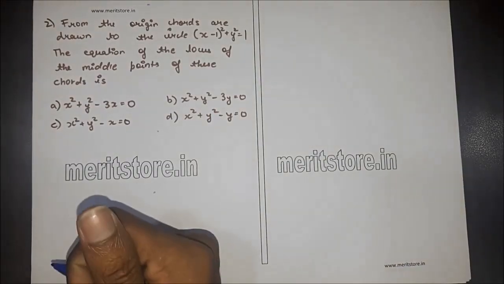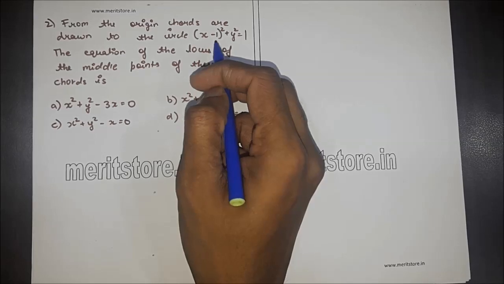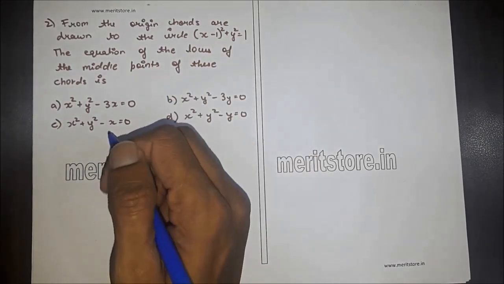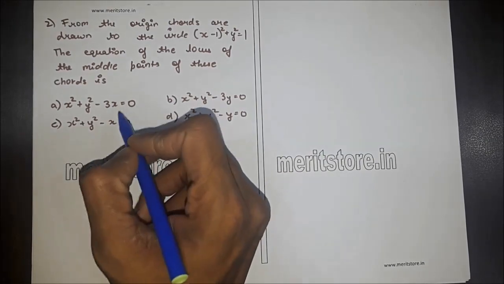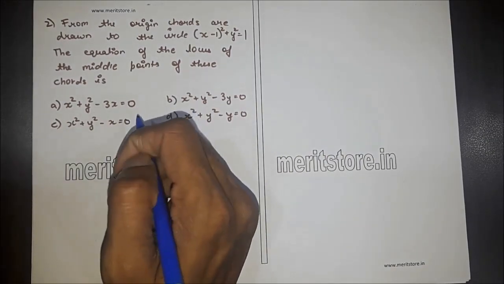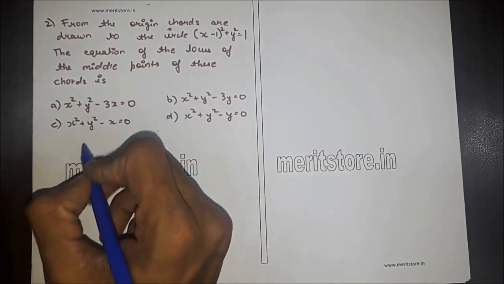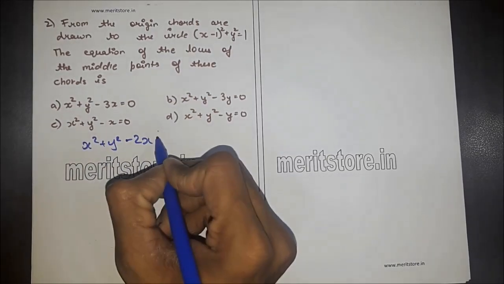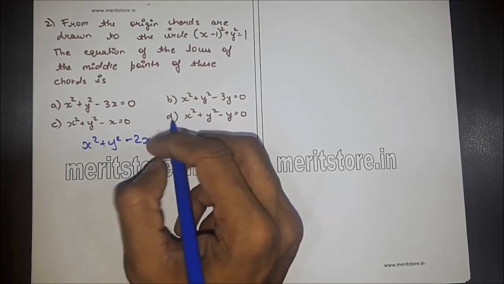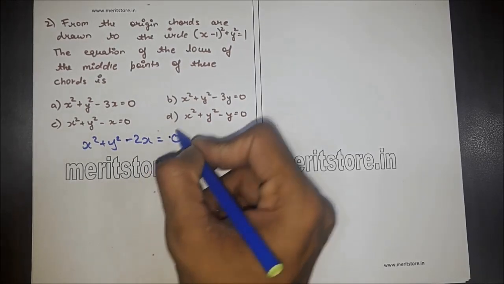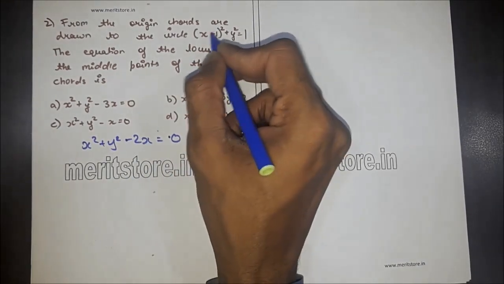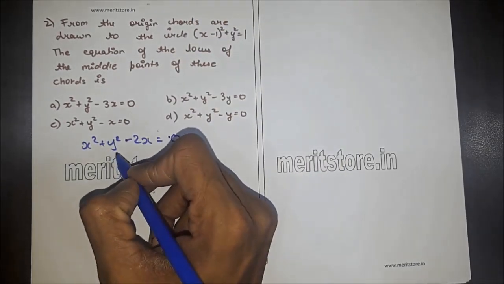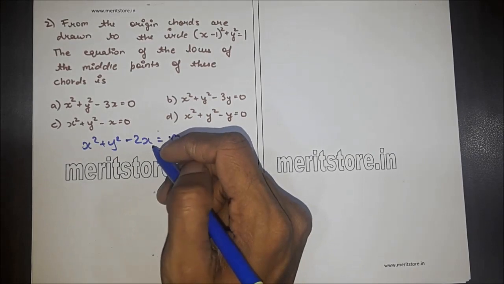Question 2. From the origin chords are drawn to the circle x minus 1 the whole square plus y square is equal to 1. The equation of the locus of the middle points of this chord is, we have four options given in x and y. The given circle is x square plus y square minus 2x equal to 0, if we expand x minus 1 the whole square.